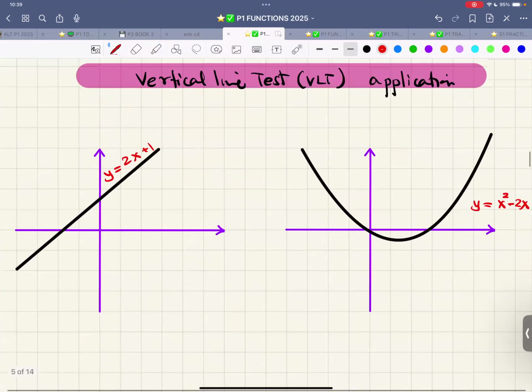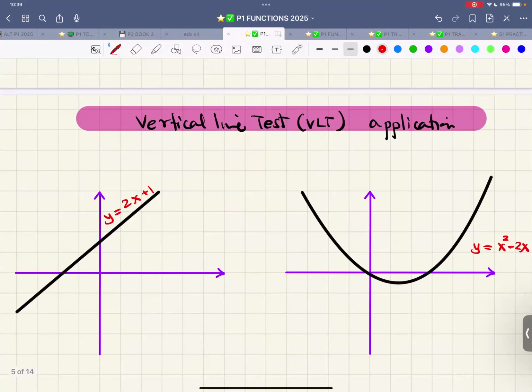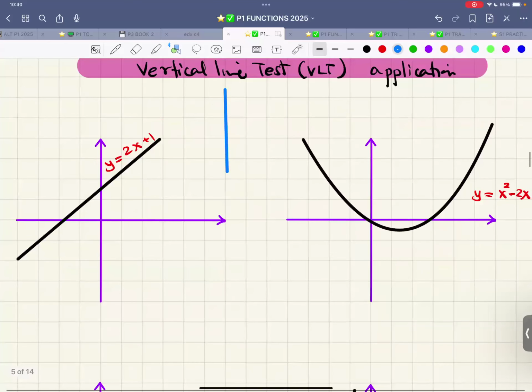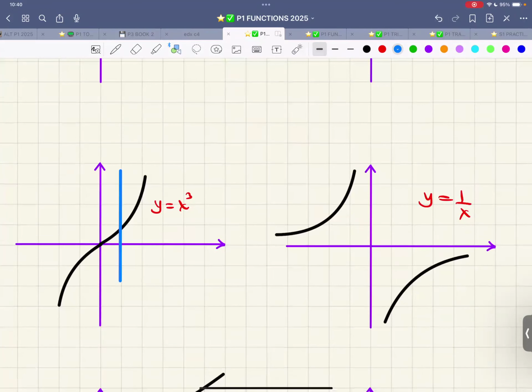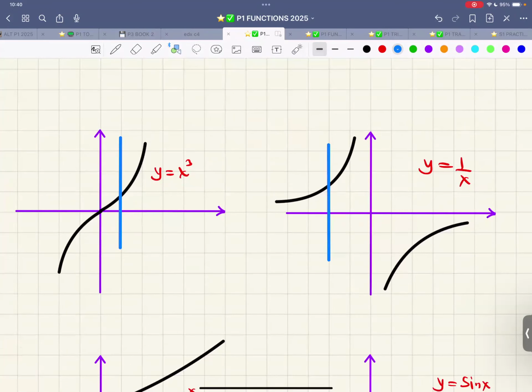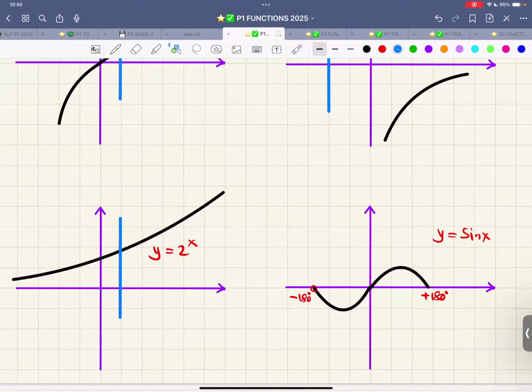All good? Now I want to apply the vertical line test. So let me draw a vertical line anywhere on the graph. Let me first draw a vertical line over here, and I'm applying the vertical line test. Let me draw a vertical line over here, another vertical line over here, and another over here, and a vertical line over here.